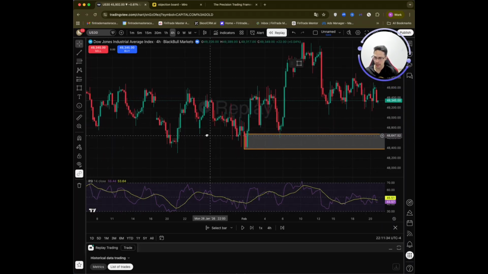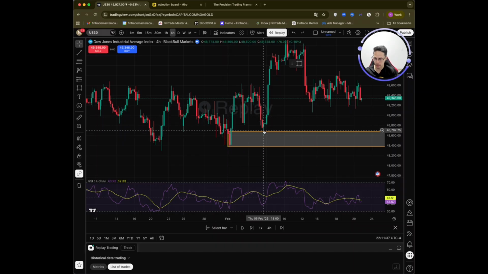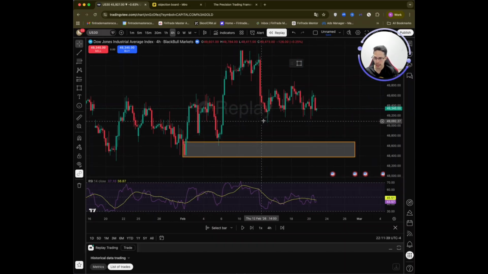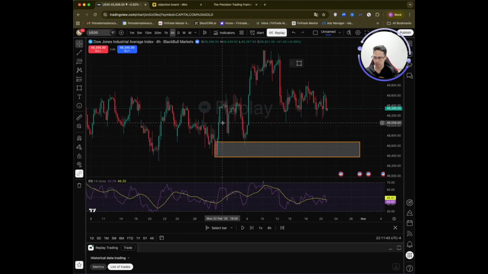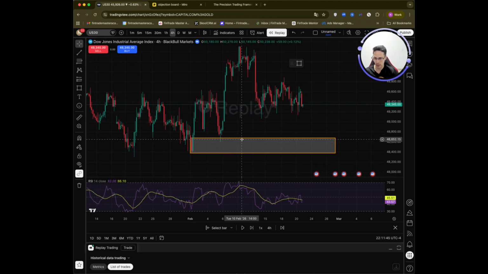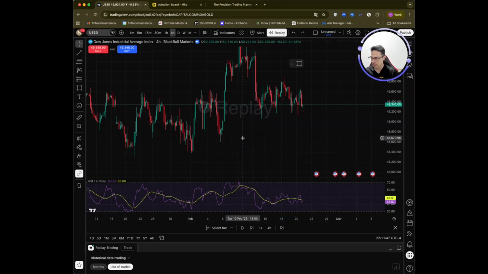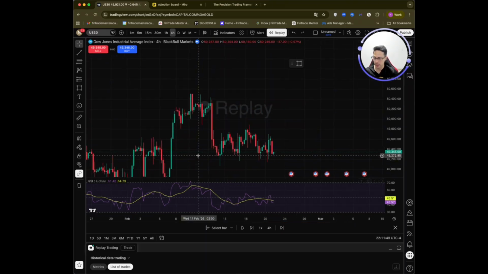And notice that it drew price back down here, and then it drew price back down here again. These are magnets, right? Price, like supply and demand zones, are magnets always, right? Now we found demands. Now let's talk about supply, right?